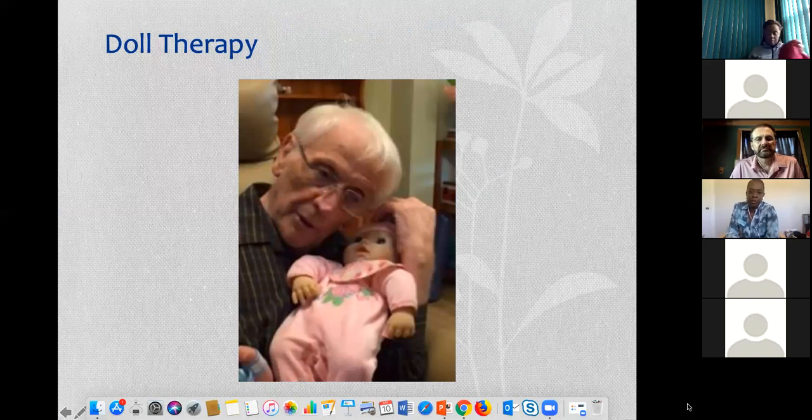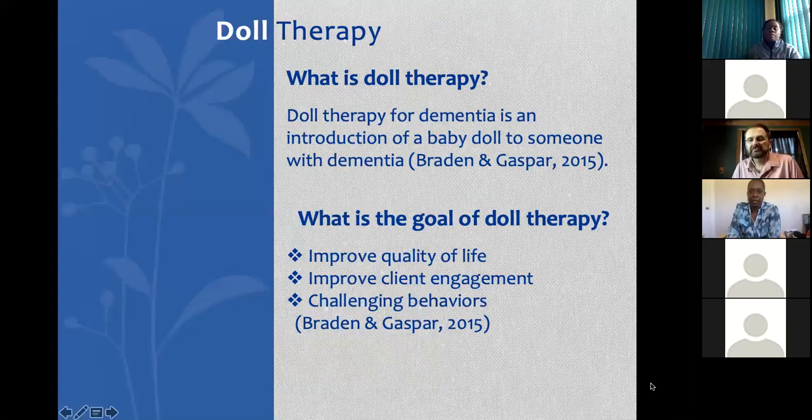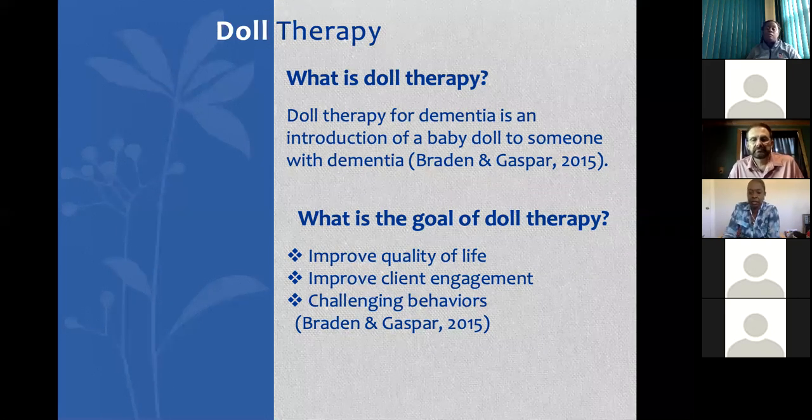So doll therapy, discuss that. So what is doll therapy? Doll therapy for dementia is an introduction of a baby doll to someone with dementia. And the goal of it is to improve quality of life and to improve client engagement and to kind of help with some of the challenging behaviors. And those challenging behaviors are some of the symptoms that we discussed.